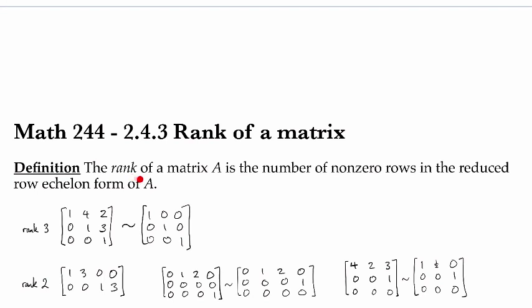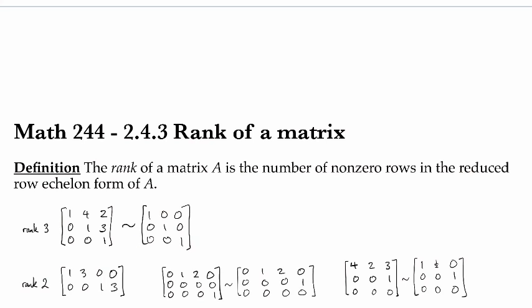The rank of a matrix is the number of non-zero rows in its reduced row echelon form. So, in the examples that we saw before, we saw that this matrix reduced to the 3 by 3 identity, so it has rank 3 because it has 3 non-zero rows.